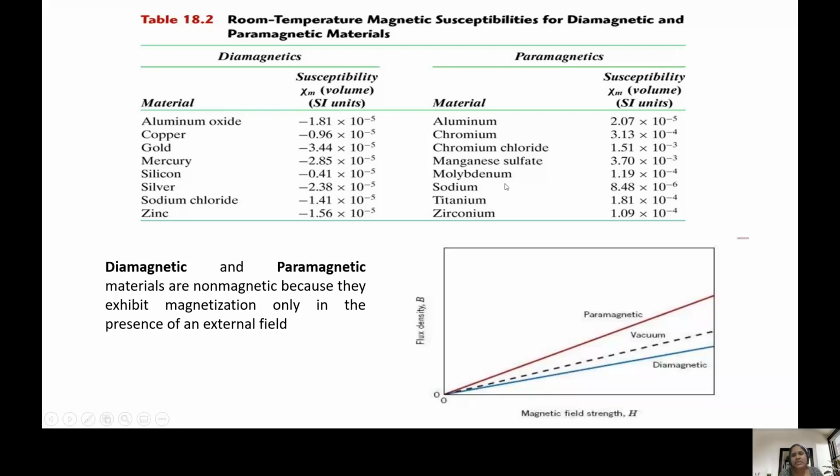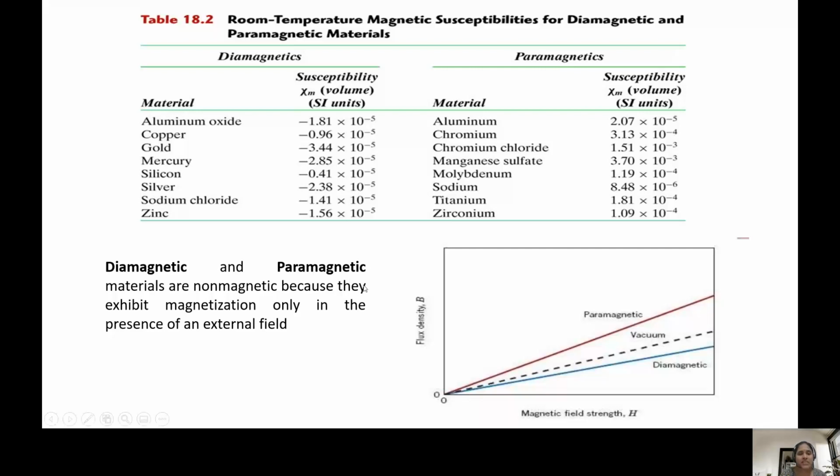Here different materials like titanium and zirconium are mentioned, with all the values given to observe the changes in the susceptibility values with the changes in the materials and due to the alignment of the magnetic moments. So diamagnetic and paramagnetic materials are non-magnetic because they exhibit magnetization only in the presence of the external field.